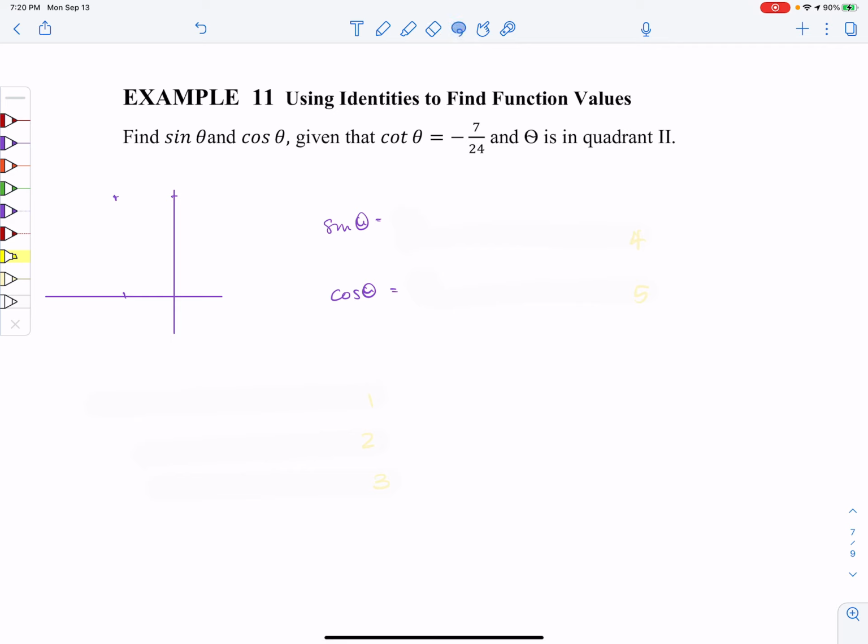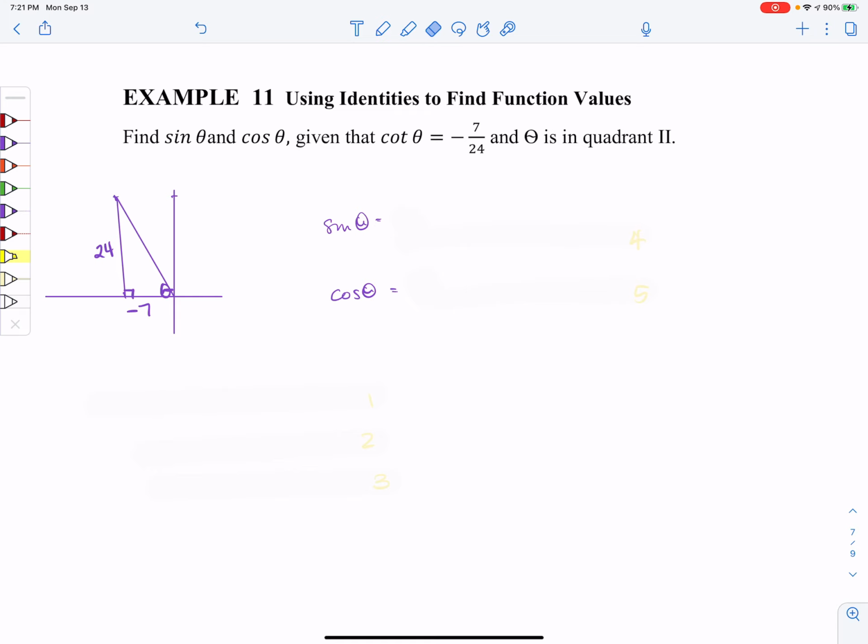So notice here that my cotangent is negative. And not only that, I'm just told to draw my picture in quadrant 2. So let's go ahead. We'll draw our picture in quadrant 2. Right angle on the x-axis, theta at the origin. Cotangent, well, remember tangent is opposite over adjacent. So this is going to be adjacent over opposite. Which one is the negative? The one that goes to the left. 24 is going up, so it's positive.